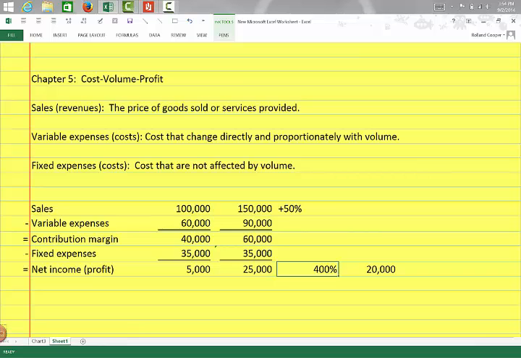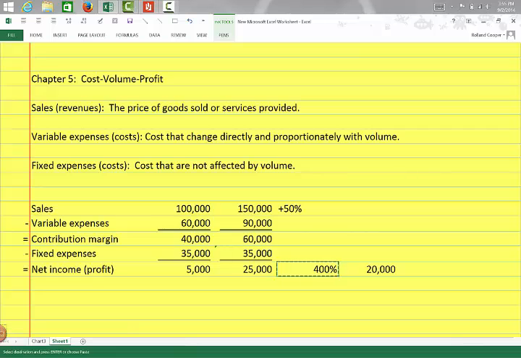So a 100% increase would increase net income from 5,000 to 10,000. A 200% increase would increase to 15,000. A 300% increase would increase to 20,000. And a 400% increase would be net income of 25,000.